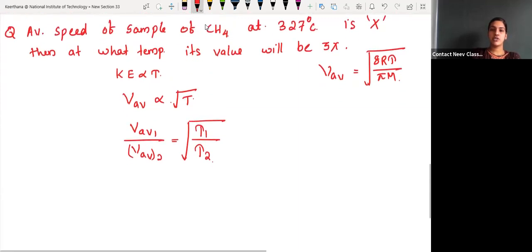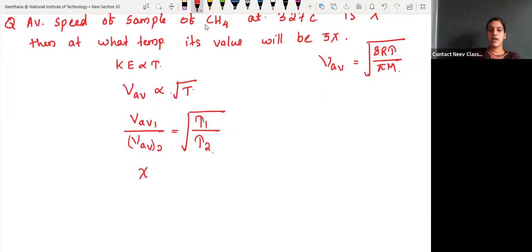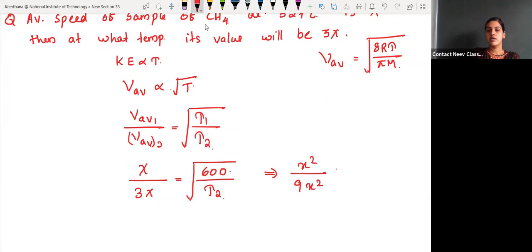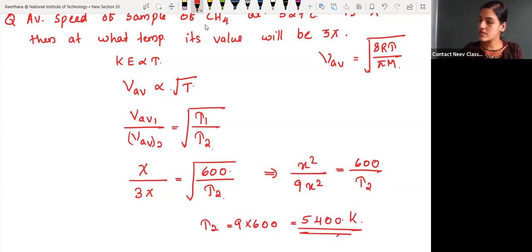So the first value was X. X divided by 3X is equal to root of T1, which is 327 degrees Celsius, so it is 600, divided by T2. On squaring, it will be X square divided by 9X square is equal to 600 by T2. X square will cancel out, and T2 is equal to 9 into 600, which is 5400 Kelvin. And this is the answer.